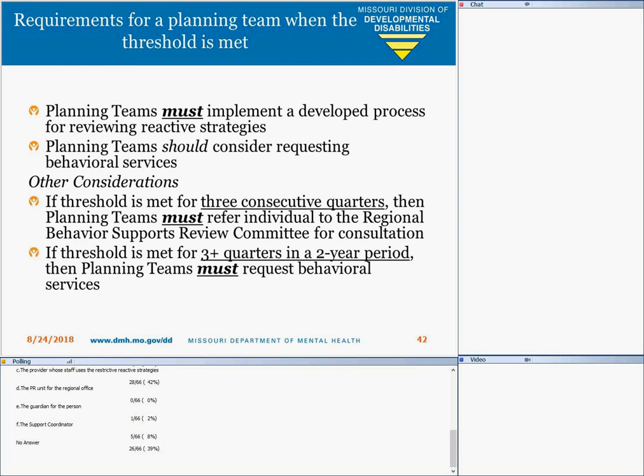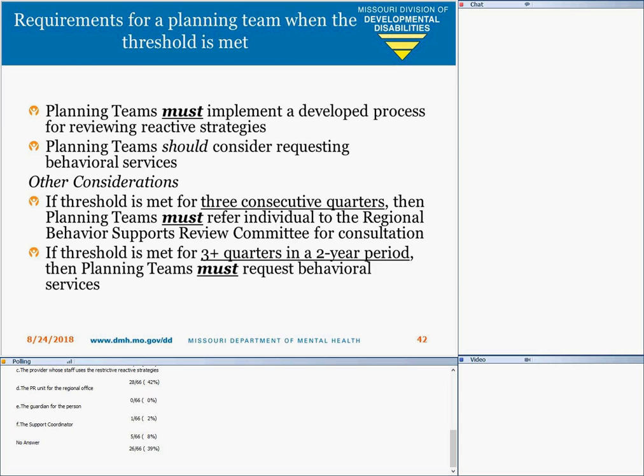Some other considerations are that if you've met this restrictive reactive strategy threshold for 3 consecutive quarters, then the planning team must refer to the Regional Behavior Support Review Committee for consultation. The Regional Behavior Support Review Committee is made up of professional behavioral providers from the community, and they provide consultation on strategies and considerations that the team could make, and we want that to happen when there have been 3 consecutive quarters of restrictive, reactive interventions that meet the threshold.